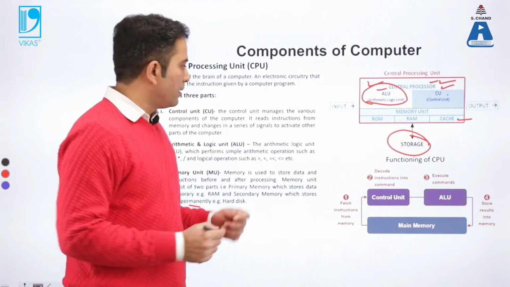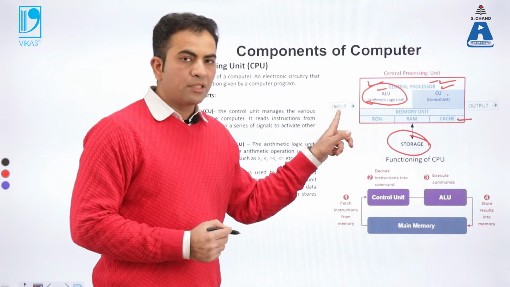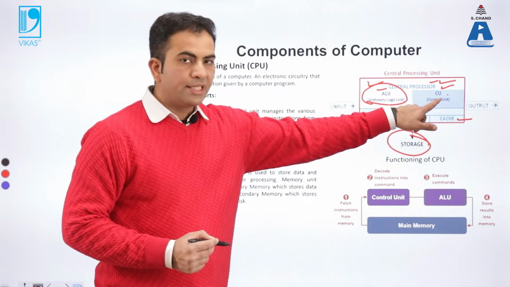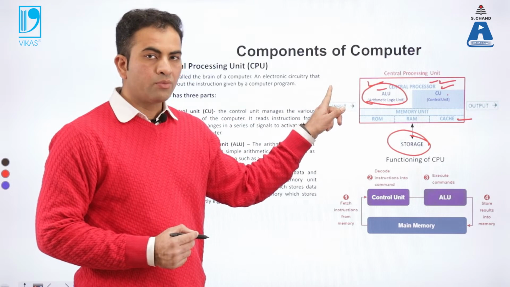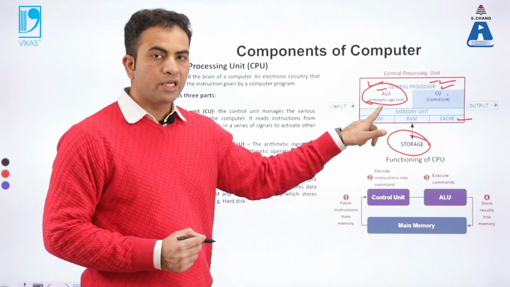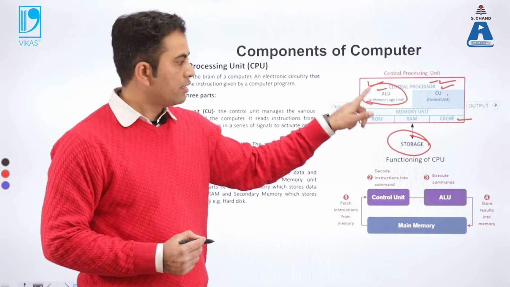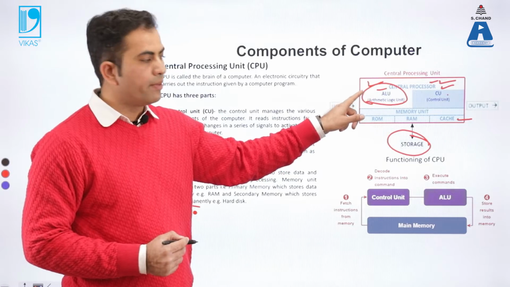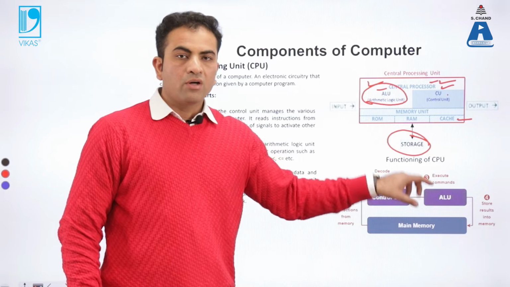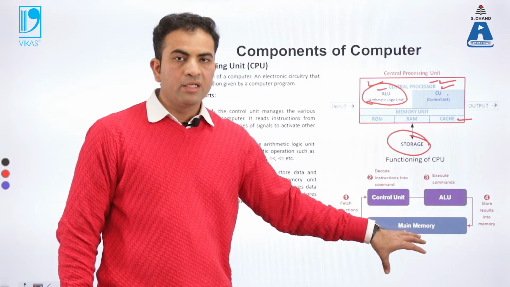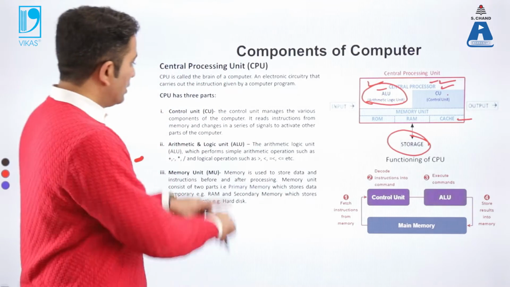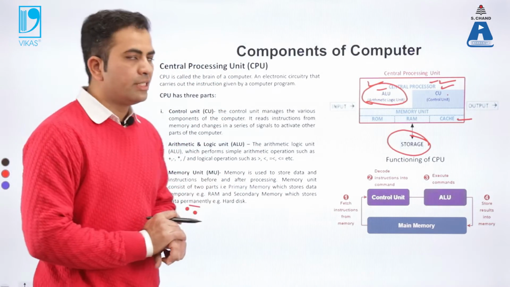Again, let's take an example. You are pressing some key on the input device. The control unit is handling your operation from the keyboard or mouse, and based on your operation, the arithmetic logic unit performs some action. That action is again saved in our main memory, and all the operations we have done are visible on our output screen. So this is the basic functionality of our CPU.